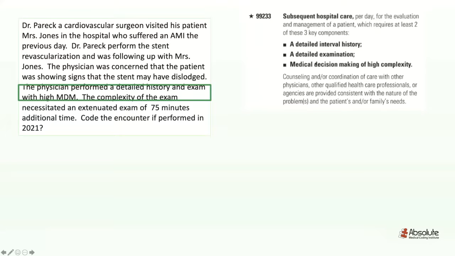So a detailed history, a detailed exam, and high medical decision making, that's going to take us to code 99233. So yes, we are still using the hem. Why? Tell me, experts, why do we use the hem? Well, if you said because the MMM, the medically appropriate language, that applies only to office visits. All right, let's move on.